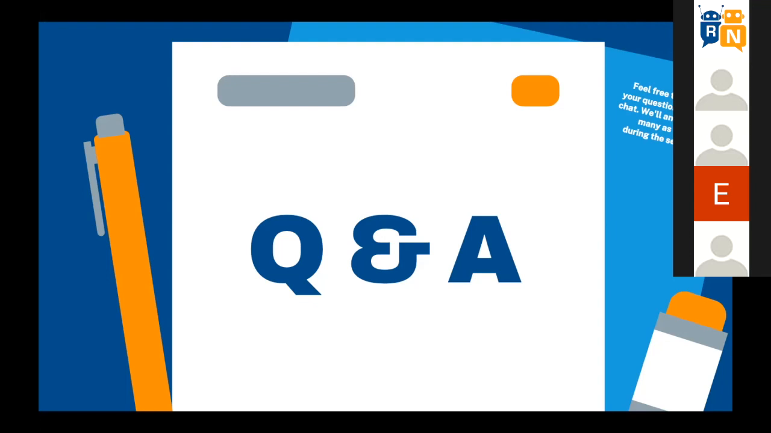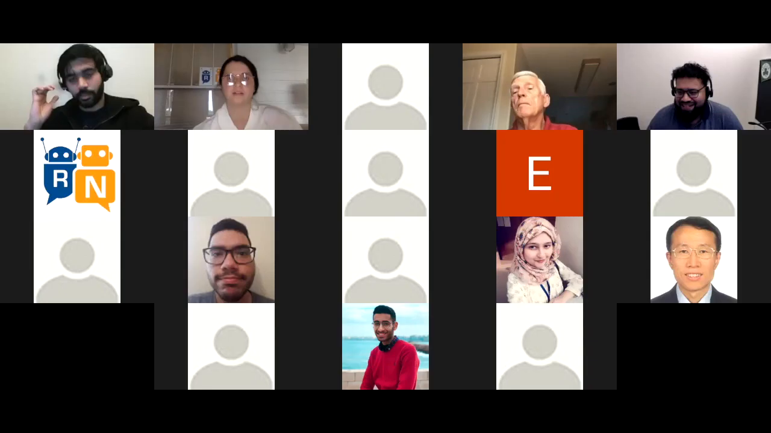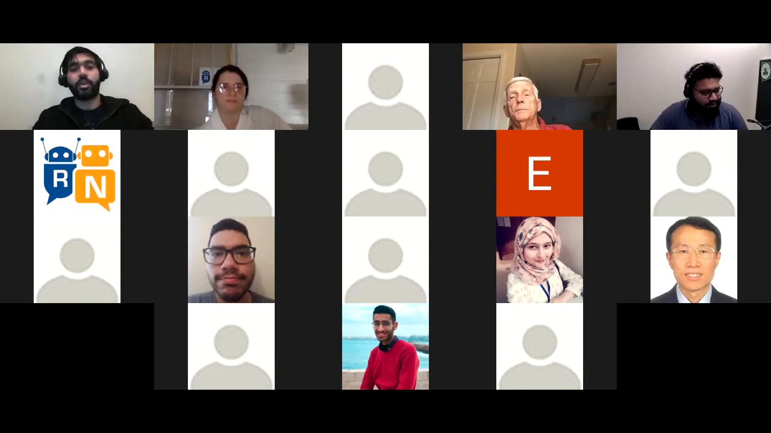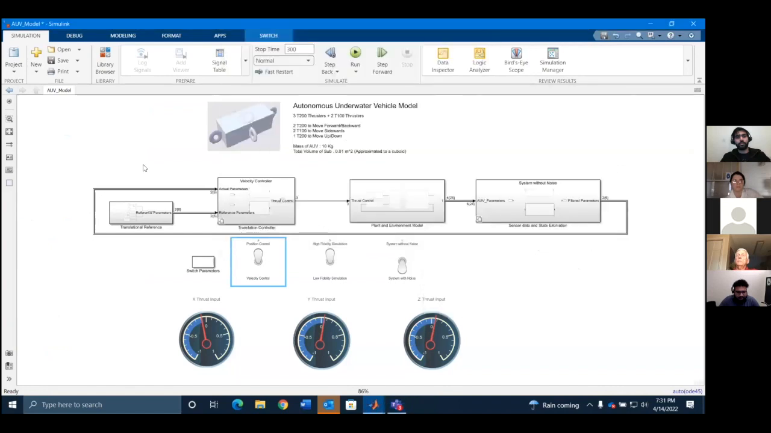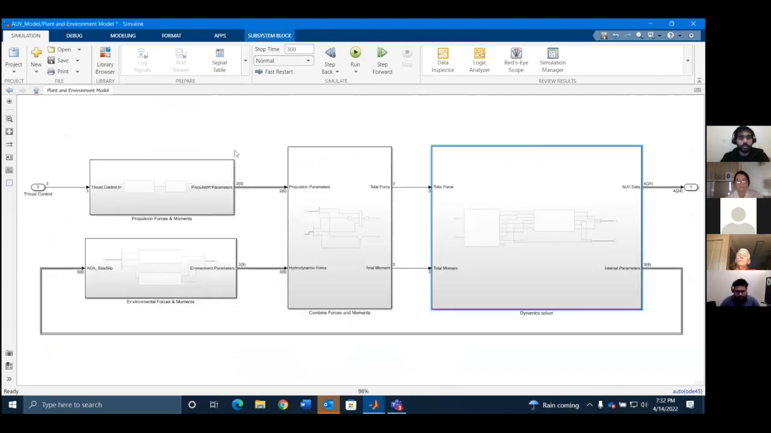If you are using something like Gazebo, essentially what will happen, Shubham, maybe you can pull up that model again real quick, and I can sort of talk through that. Alicia, if that's okay with you. The Simulink model that we just had open. Yeah, and so can you go into that plant and environment model block? And go into the dynamic solver.